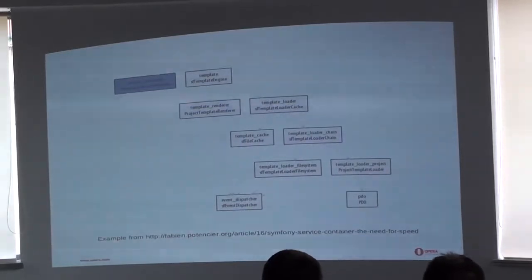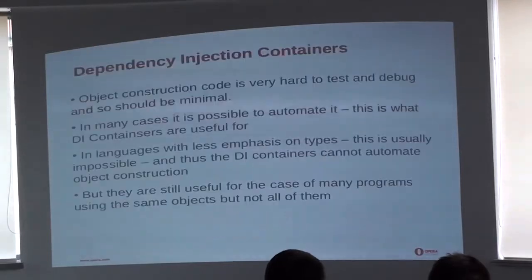So what the wiring does is it walks this graph and creates the objects. It can be automated in many cases, and this automation is called a dependency injection container.